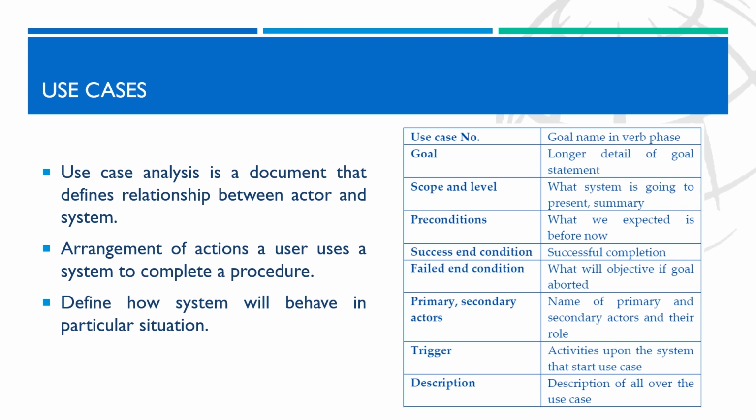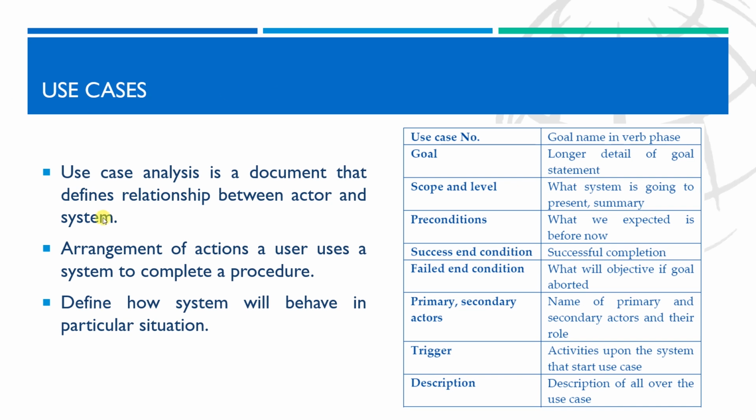The actors who will interact with the system, the goal of the use case description, the precondition, and, if the use case is not successful, the failure condition. All these points are mentioned in the use case description. A use case diagram presents an actor, use case, and system boundary through which the actor interacts with the use case.